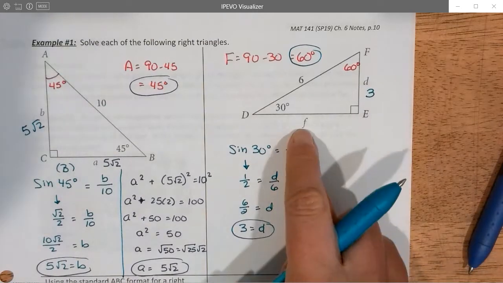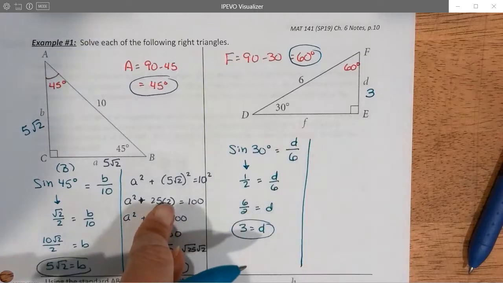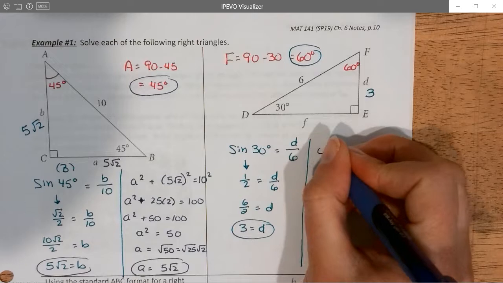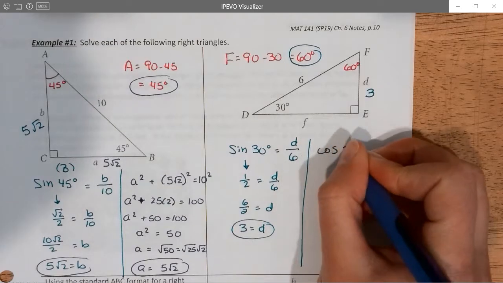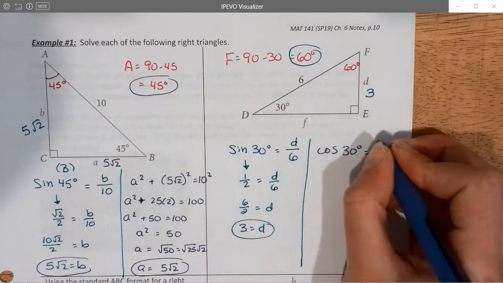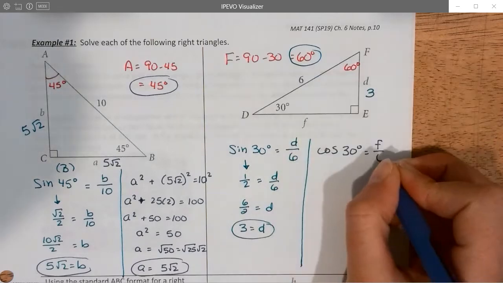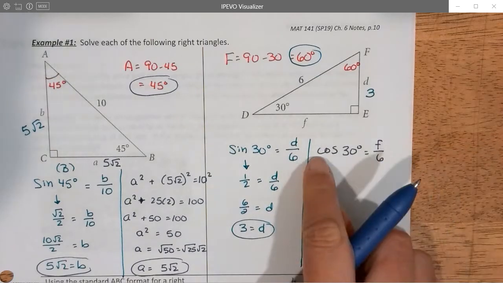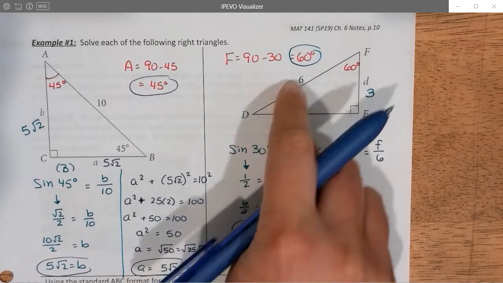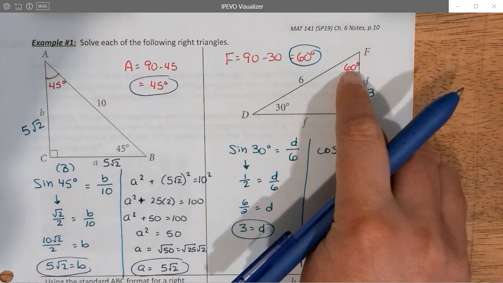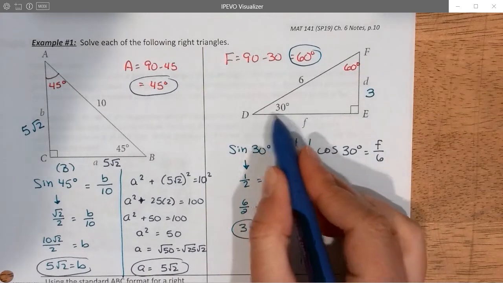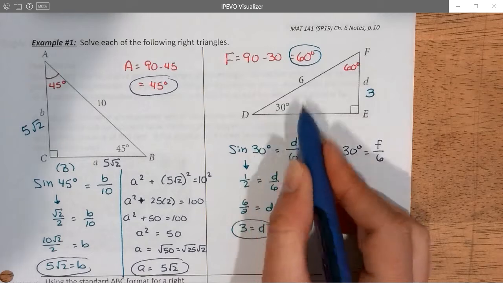So 60 degrees, 3, and then I can use either the Pythagorean Theorem or the trigonometric ratio to find f. I used the Pythagorean Theorem last time. I'm going to use a trigonometric ratio here, just for fun. Cosine of 30 degrees is adjacent, that's little f, over hypotenuse, which is 6. I'm choosing cosine of 30 instead of sine of 60 because I like to use the numbers that are already present, in case I made a mistake with the 60. If I can't subtract 90 minus 30, maybe I made a mistake there. So I know that the cosine of 30, the one that's already written for me, will be f over 6.